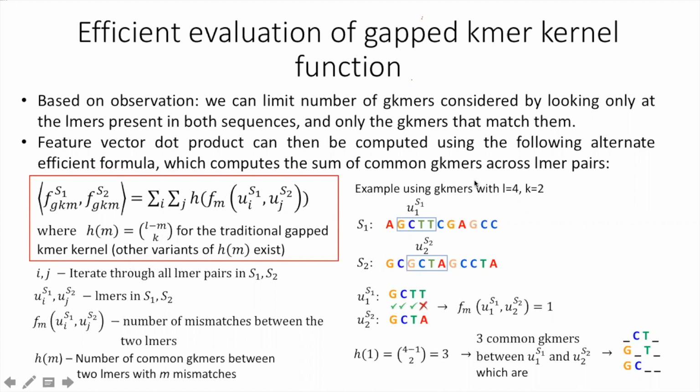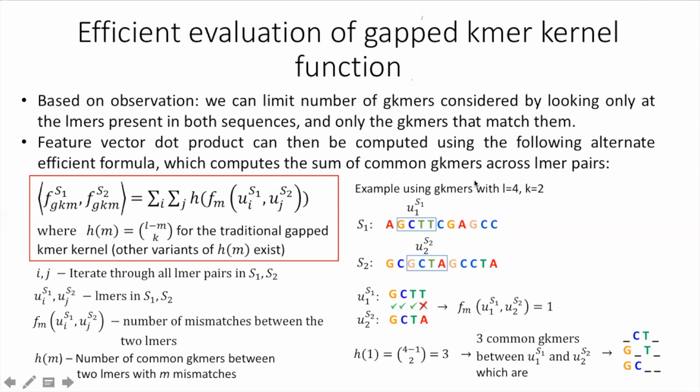Again, this is best understood using an example. So here, we have two sequences S1 and S2, for which we want to compute the kernel function, or dot product. We choose to do so with GK-mers with L equal to 4 and K, or the non-gap positions, as 2. Essentially, the summation boils down to going through all possible pairs of Elmers, one for each sequence. Here, we show as an example one pair of Elmers, U1 from sequence S1 and U2 from sequence S2.